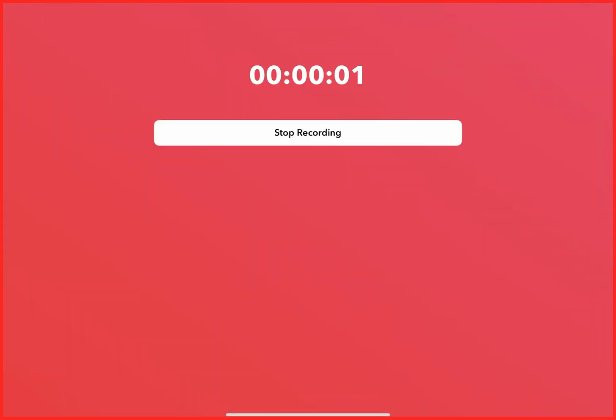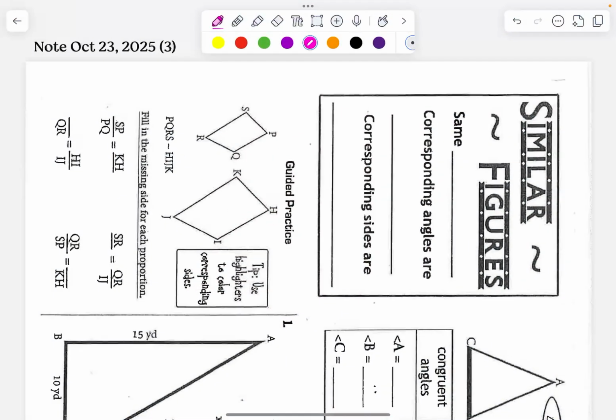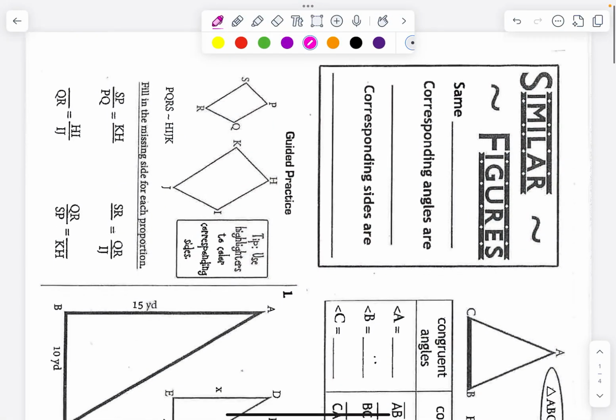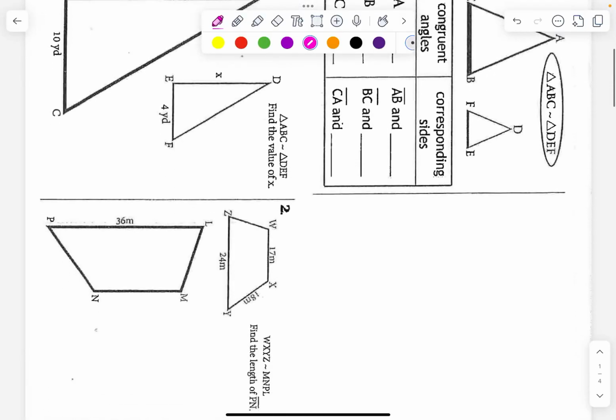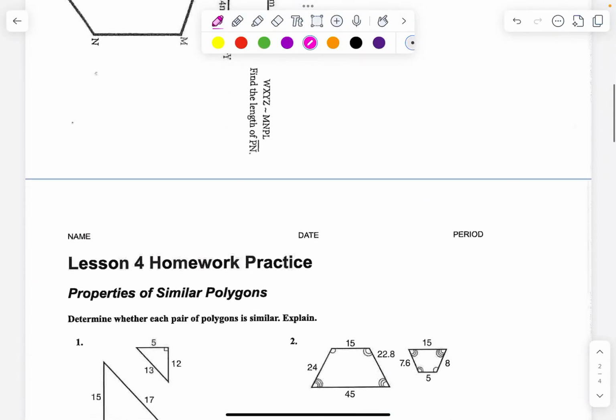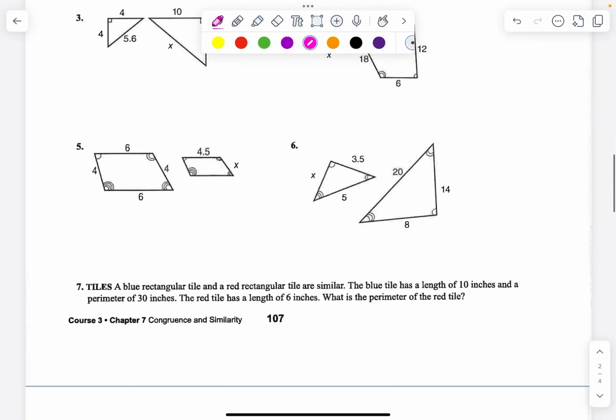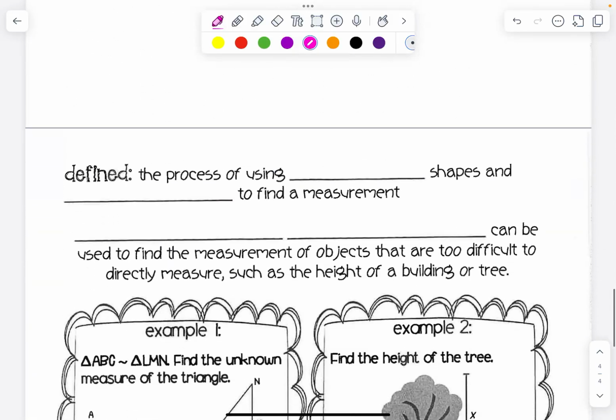Okay, we're going to look at some notes specifically on indirect measurement. It's the last page of the similar figures packet. So we put the similar figures packet on 28. It is the last page of it.